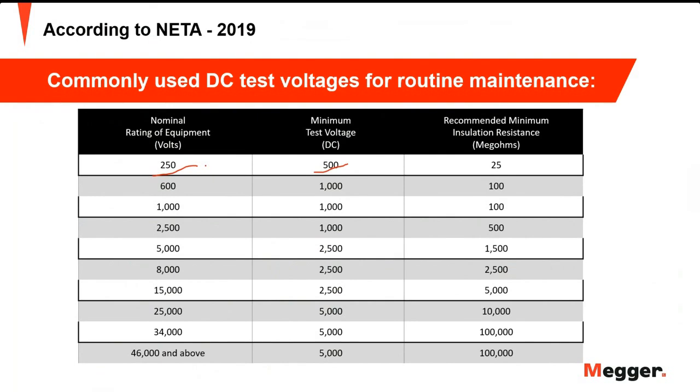By the rule of thumb, we just double the voltage rating, and that will be our test voltage in DC. And this is the recommended minimum insulation resistance. If you inject 500 volts DC, then you must have at least 25 megaohm, and so on. With the new standard, if you are talking about 34,000 volts equipment rating, you can test it at 5 kV, and then you must have at least 100,000 megaohm. That is the minimum.